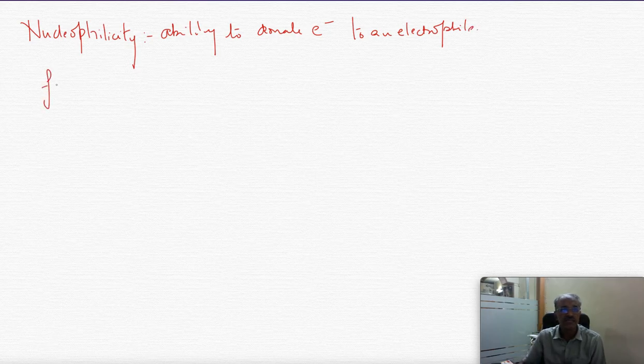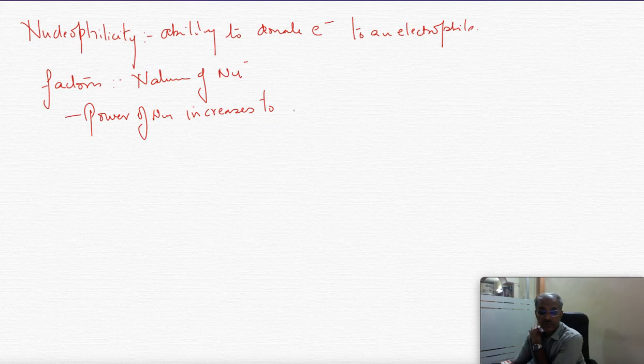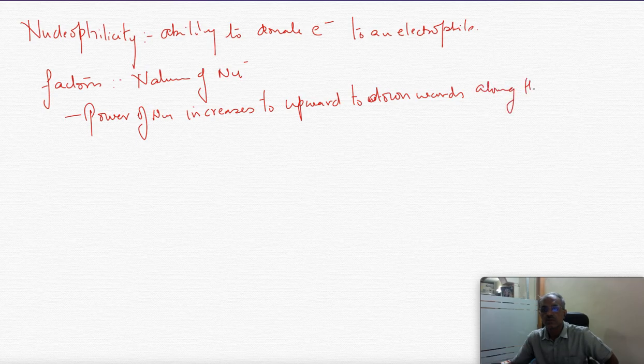And what are the different factors which affect this nucleophilicity? First, obviously the biggest factor is the nature of that particular nucleophile. In that, we can see the power of nucleophilicity increases from up to down along a group. That means along the group, the power of nucleophilicity increases from upwards to downwards.